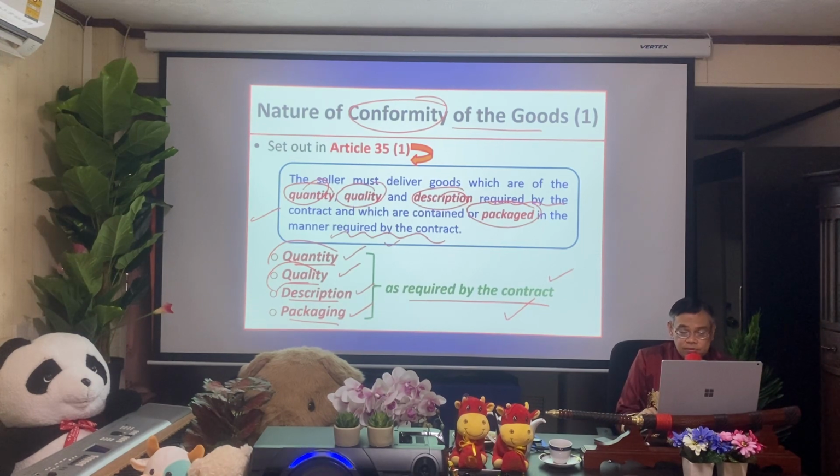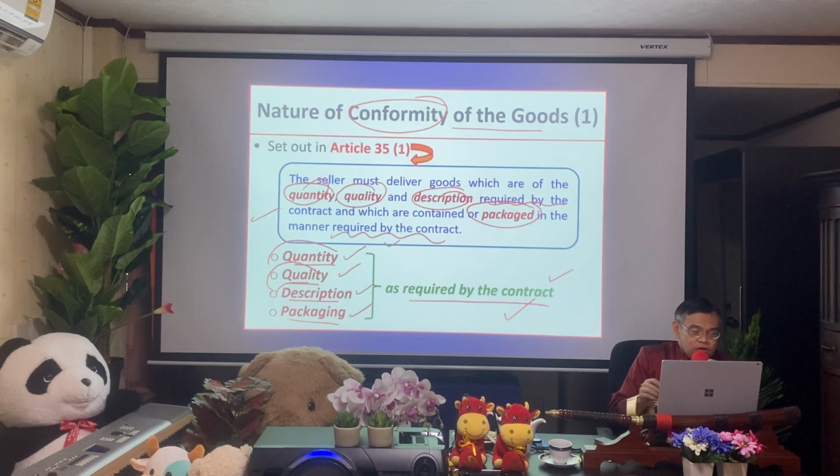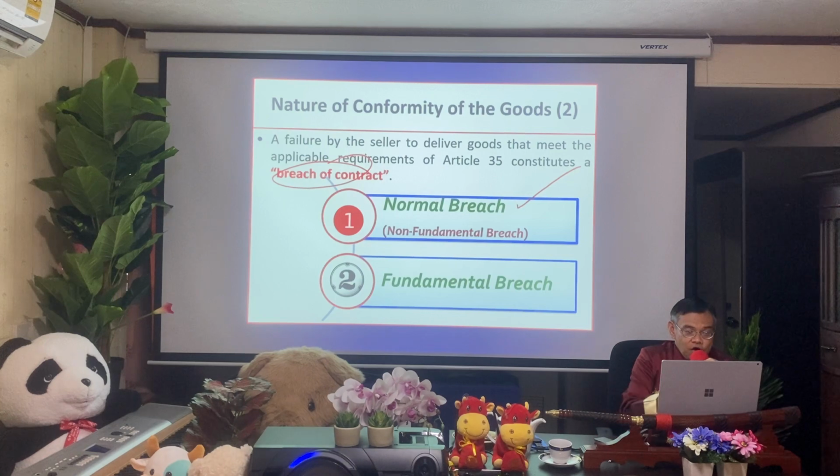According to the freedom of contract rule, or the party autonomy rule, when the contract sets out the contractual quality, description, or packaging, and the quality, description, or packaging does not conform with the contractual requirement, that is, of course, a breach of contract. It may be a normal breach or a non-fundamental breach, or in some cases where the breach in question is so serious, so detrimental, it may also be a fundamental breach.